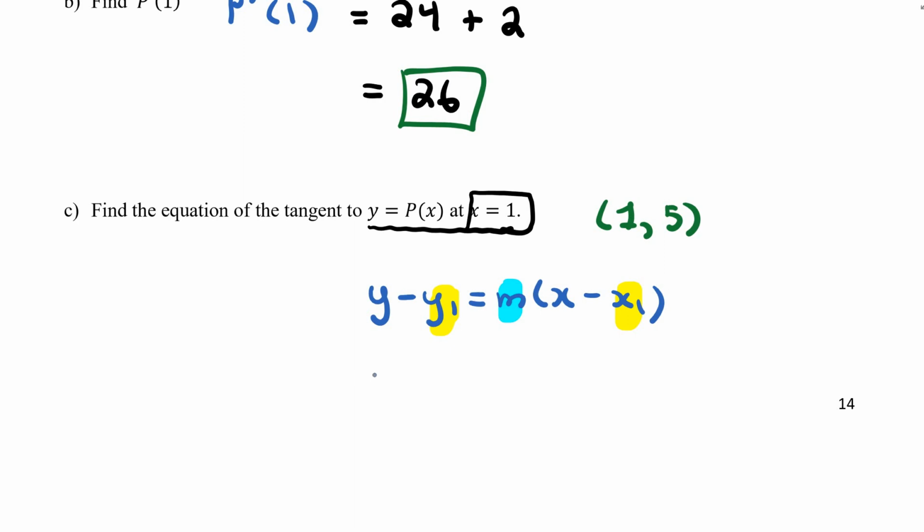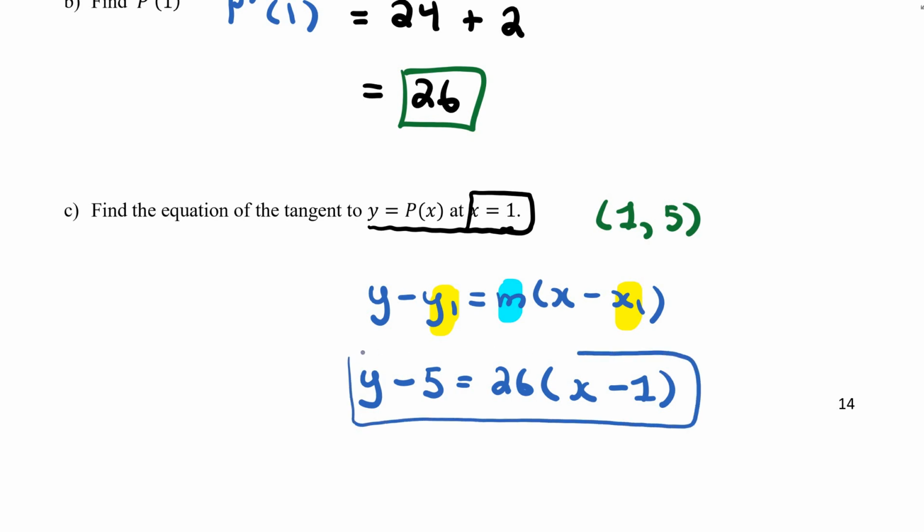So if I use my correct points here, I get y minus 1 equals 26 bracket x. Sorry, I made a mistake again. y minus 5 equals 26 times x minus 1. And there you go. That right there is the equation of my tangent line.